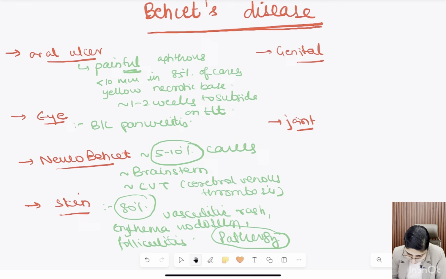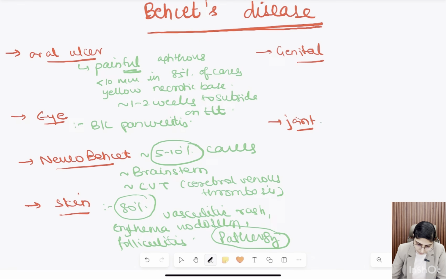And by pathergy test, we mean a non-specific skin inflammatory reaction to scratch or trauma or to saline injection. So subcutaneous or intradermal, mostly intradermal. So if you inject normal saline intradermally and that leads to an inflammatory response over that area, we say that pathergy test is positive and it is one of the diagnostic criteria for Behcet.